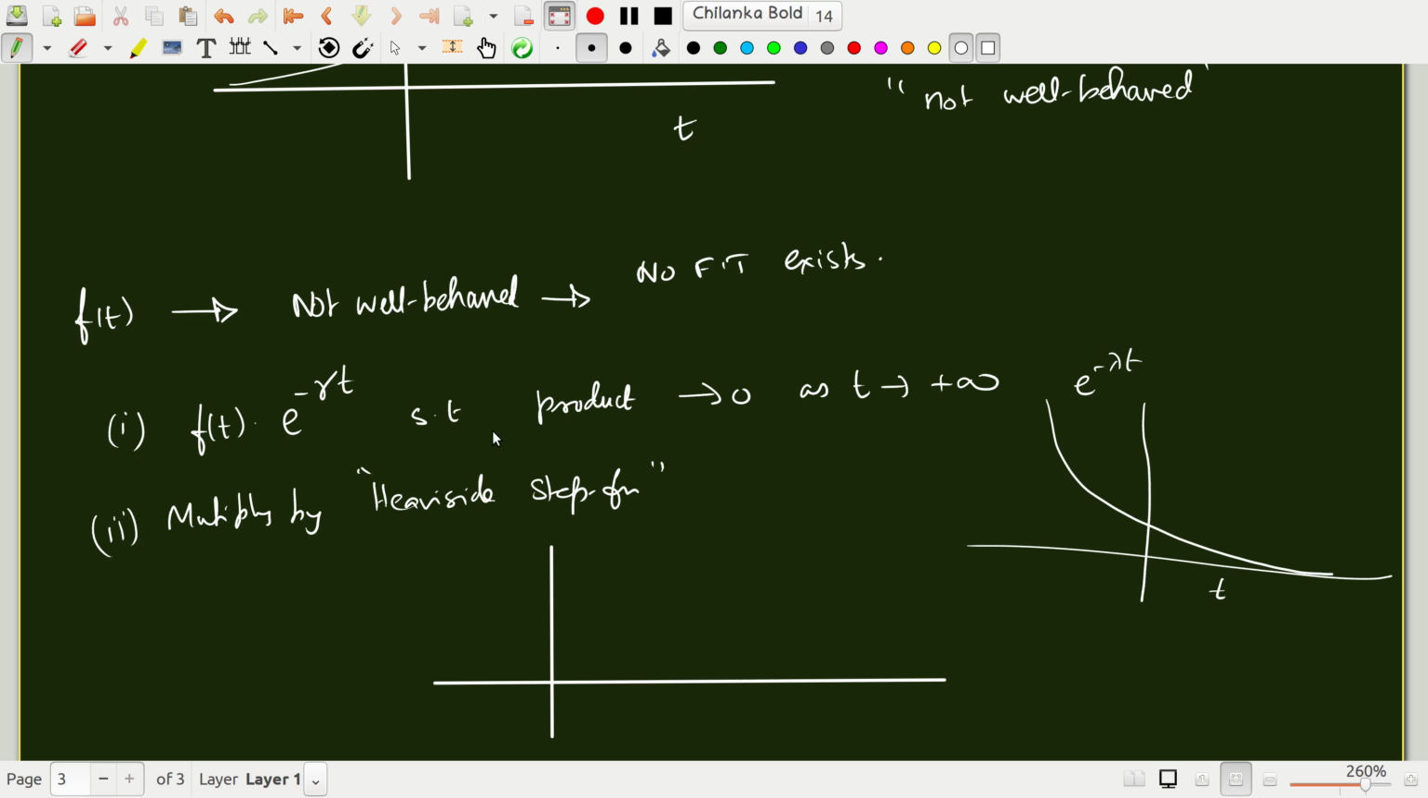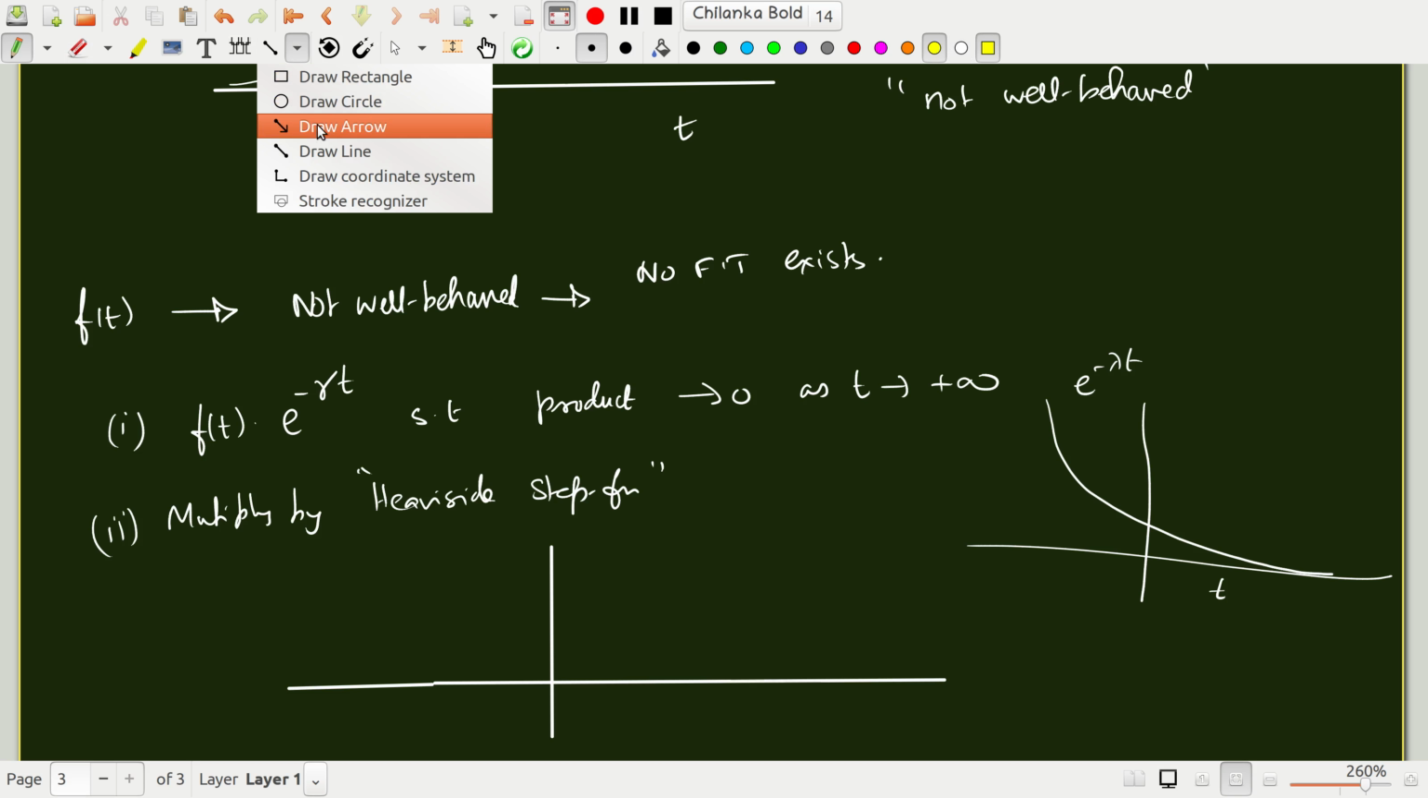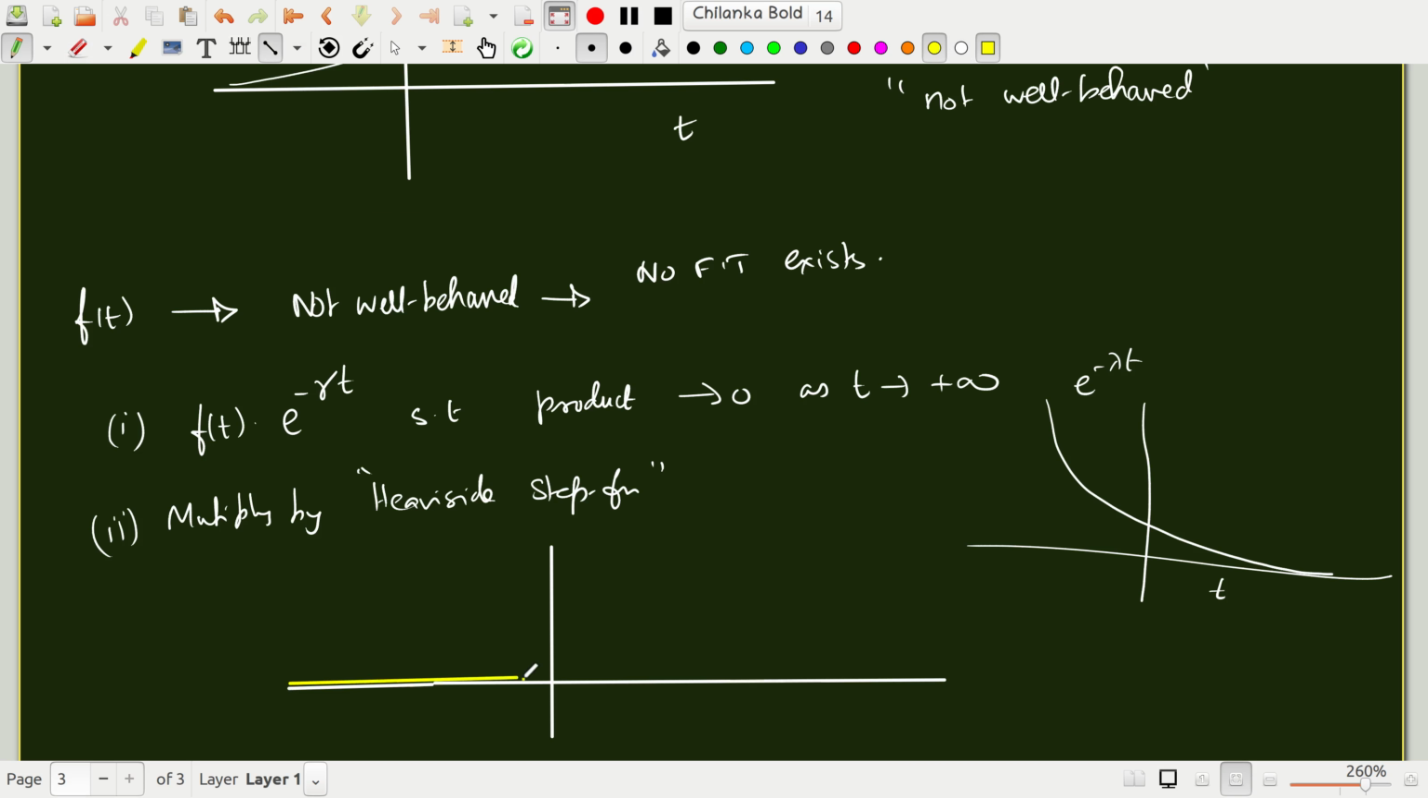This function is such that for t less than 0 the function is 0, and for t greater than or equal to 0 the function is 1. This is called the Heaviside step function, or simply the step function. It is denoted by h of t. h of t is 0 for t less than 0, and h of t is 1 for t greater than or equal to 0.